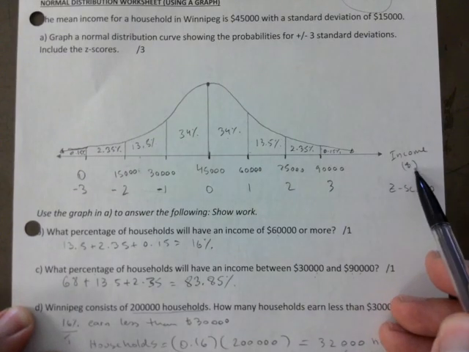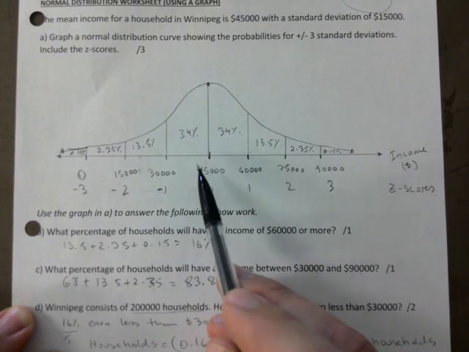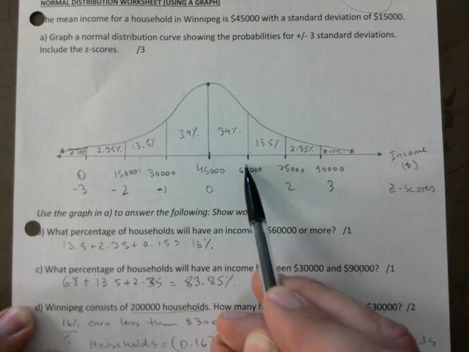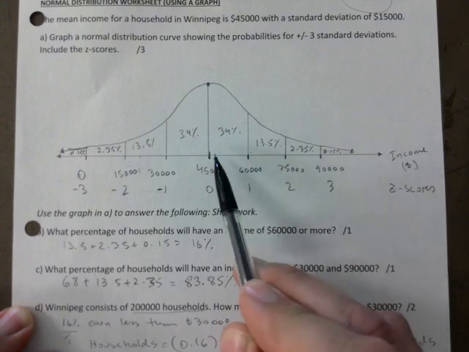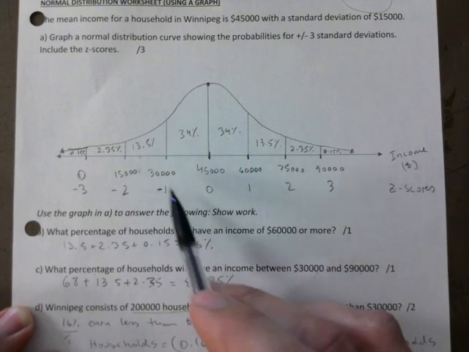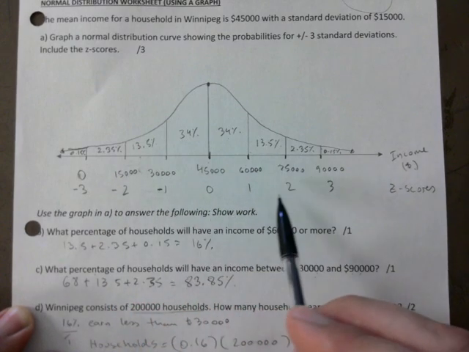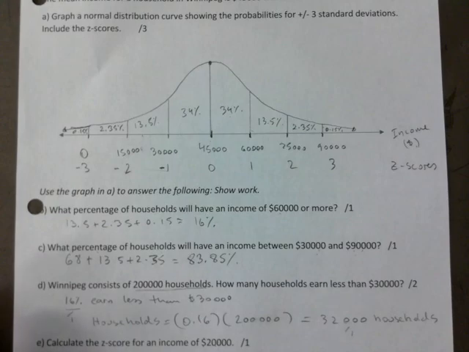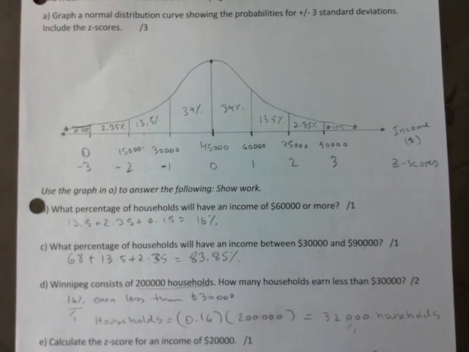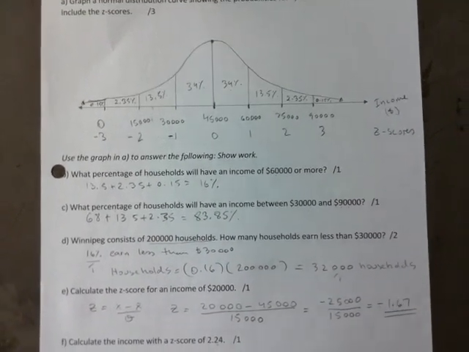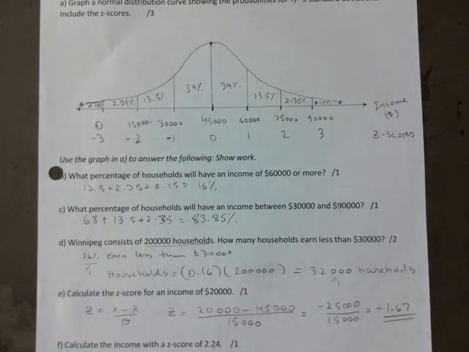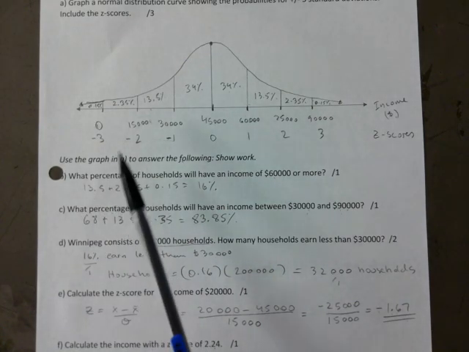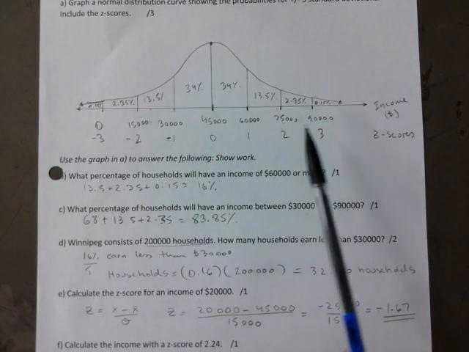So you should have income in dollars. You have your mean in the middle. You go up by 15,000, you go down by 15,000. You have your z-scores as well. And so now we can start answering. So 3 marks if everything is there, including labels, right? So you need the percentages in there within the sections.